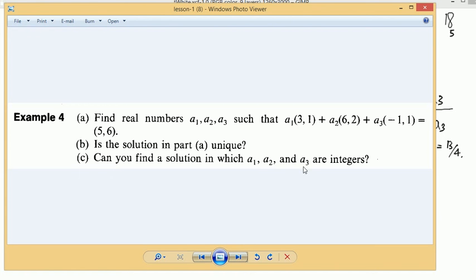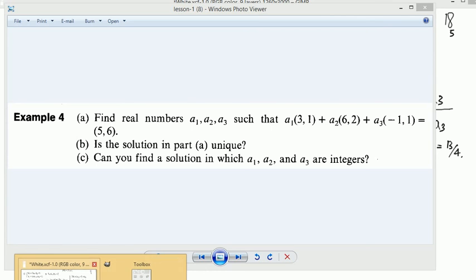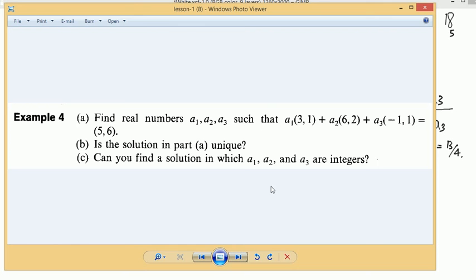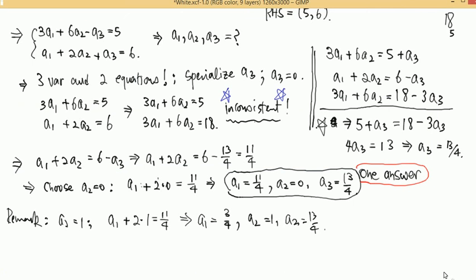It's asking, can you find A1, A2, A3 that are integers? This type of question is not very important in this course, so I'm going to skip it. But actually we answered it here, right? A3 had no choice. It has to be 13 over 4, so I guess the answer is no, right? So let me show you this one. Any question that might have come to you at this point?